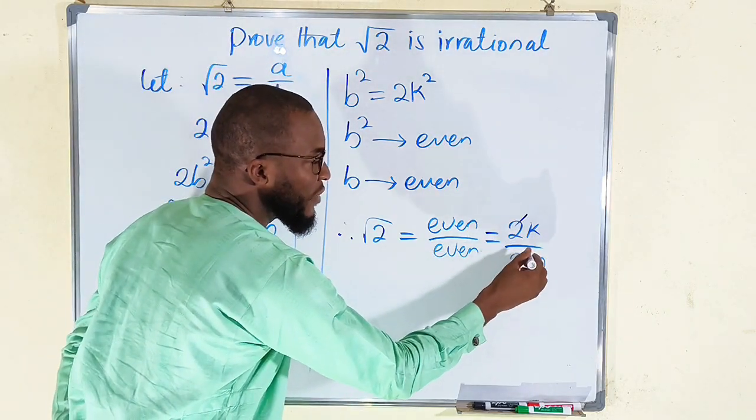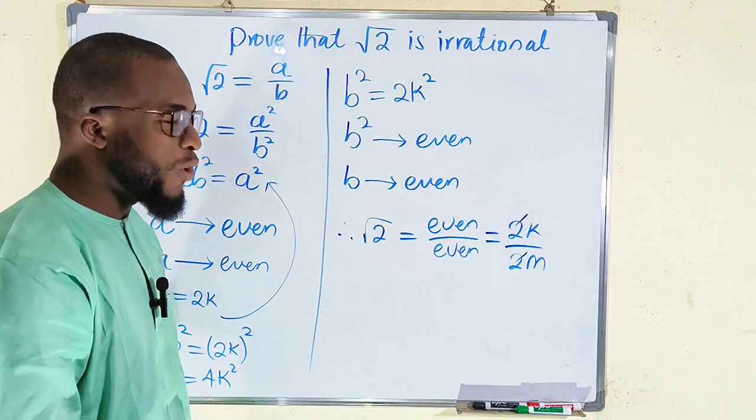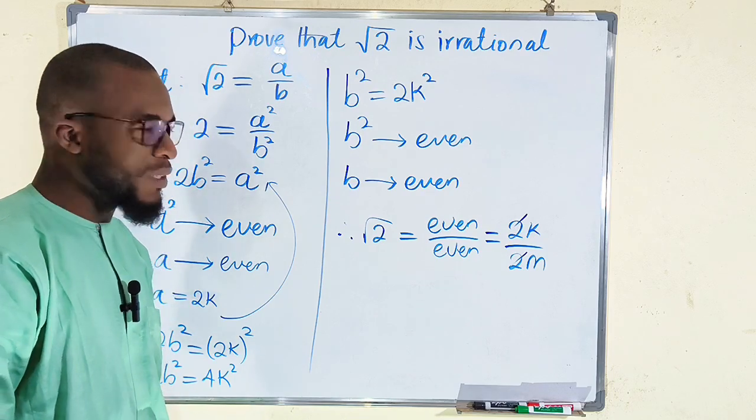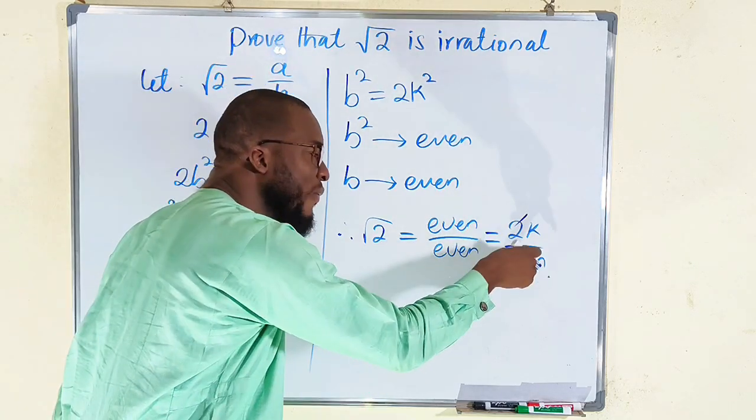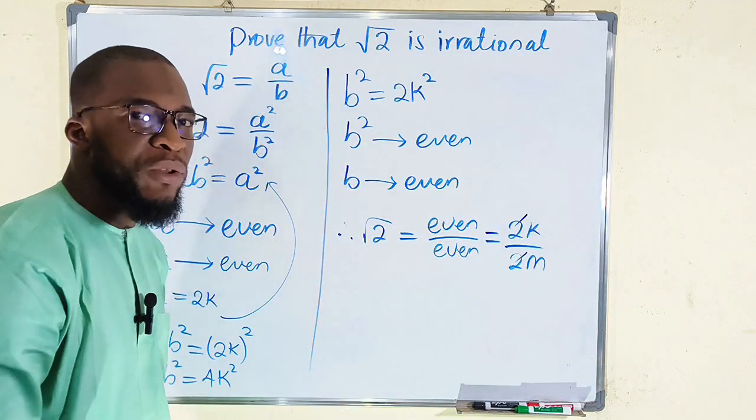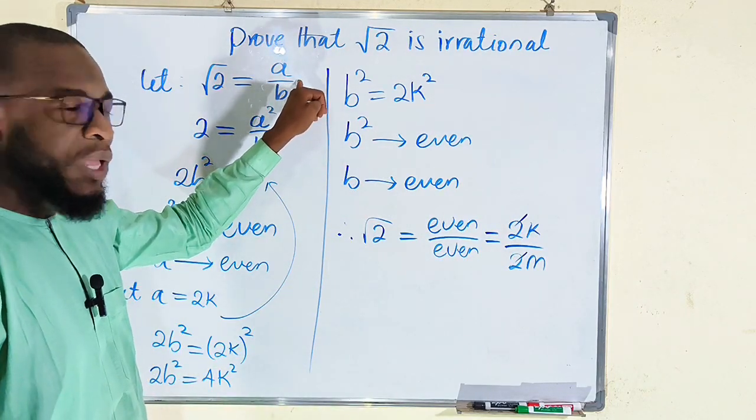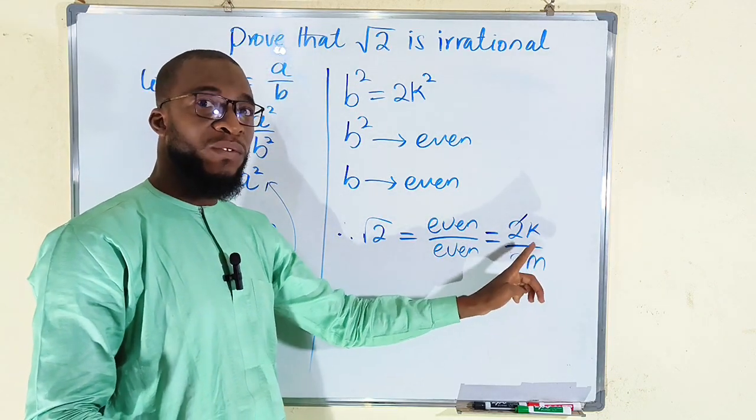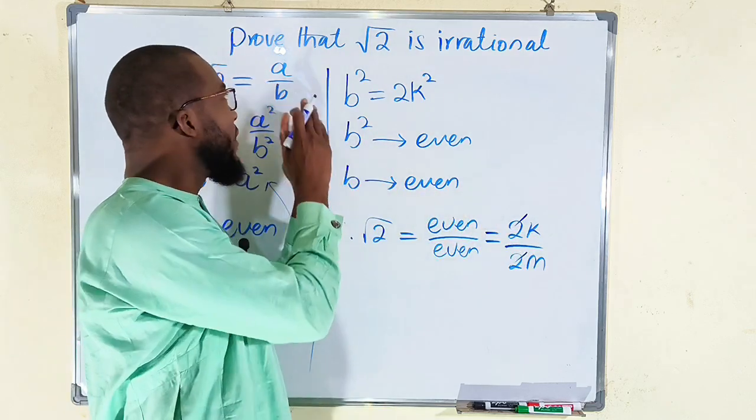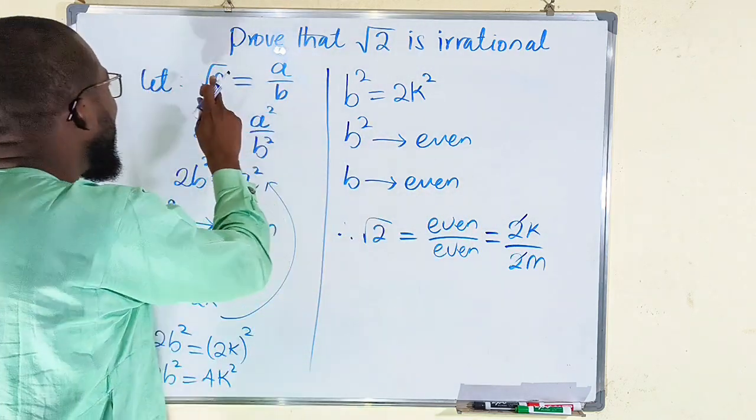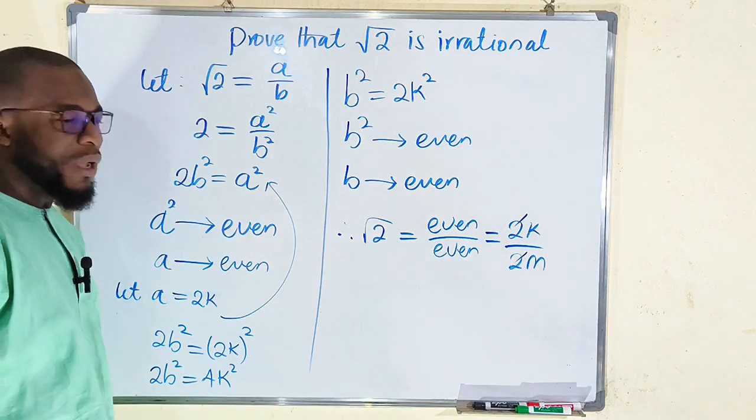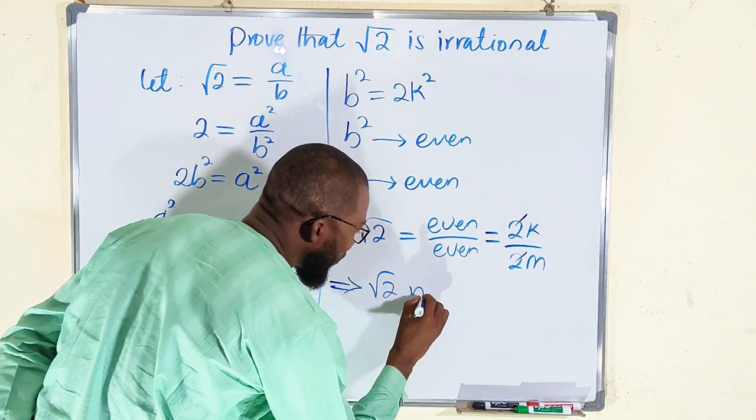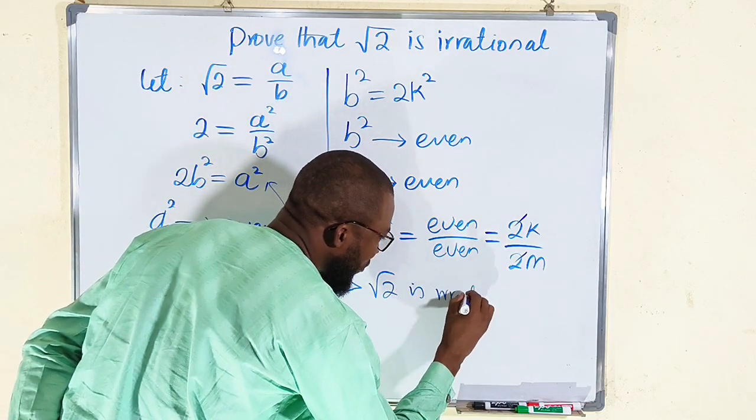You can see that 2 cancels 2. Oh, we don't even have to cancel, because we can factor it out. We have a common factor of 2. Since we have a common factor of 2 between our numerator and denominator, it fails this assertion, because we assumed this is in the lowest term, but we realize we have a common factor of 2. So since the assertion failed, it means that the assumption is false. This implies that the square root of 2 is irrational.